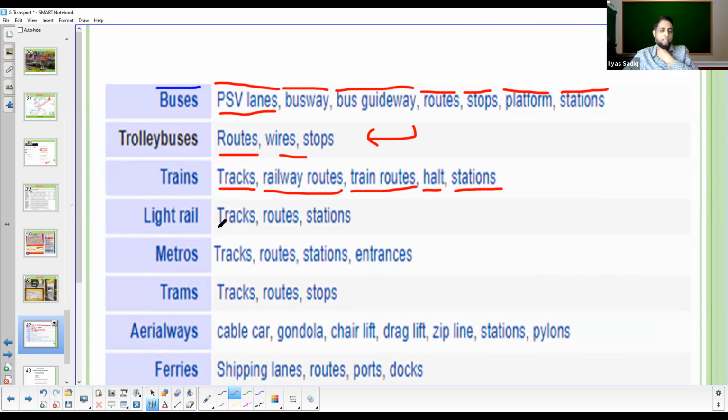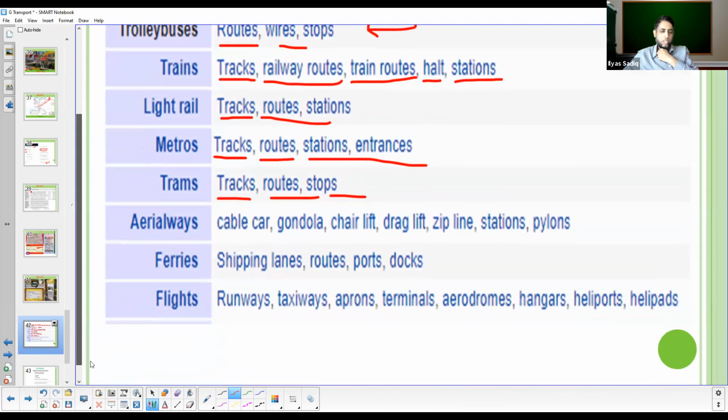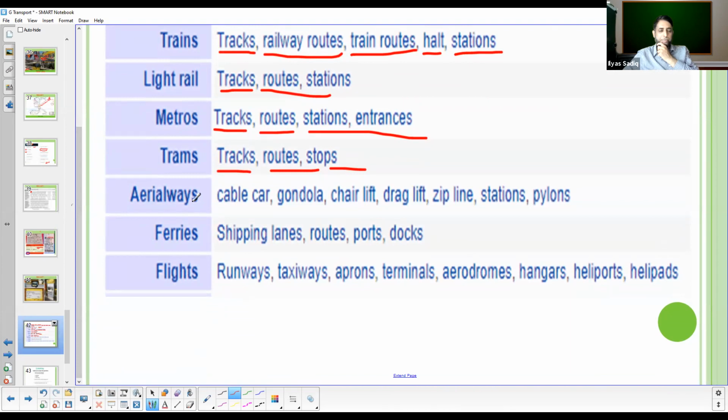So light rail tracks, they're different further. You don't need to go through there. Metro is like a tube. Tram, and that's all the same. Then tram, as said, tracks, routes, and stops. Ticket machines. Airways, aerial ways.